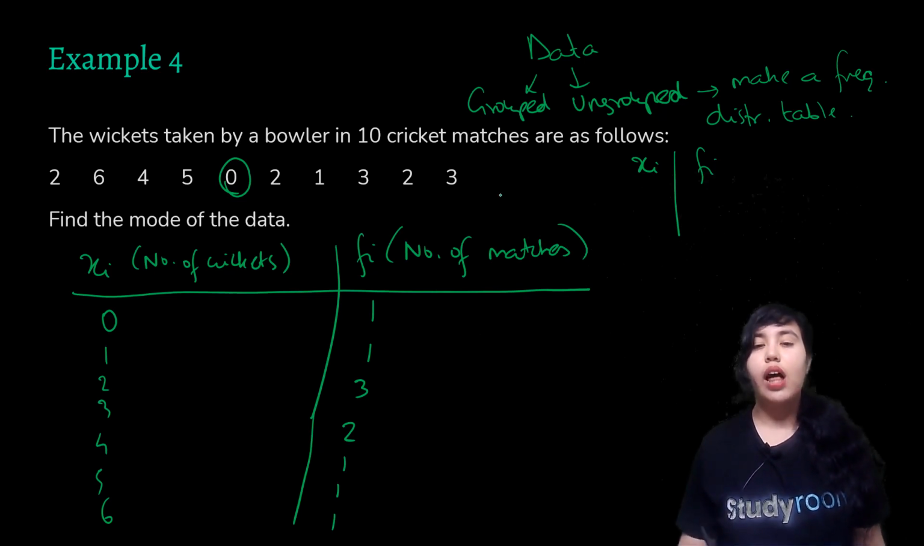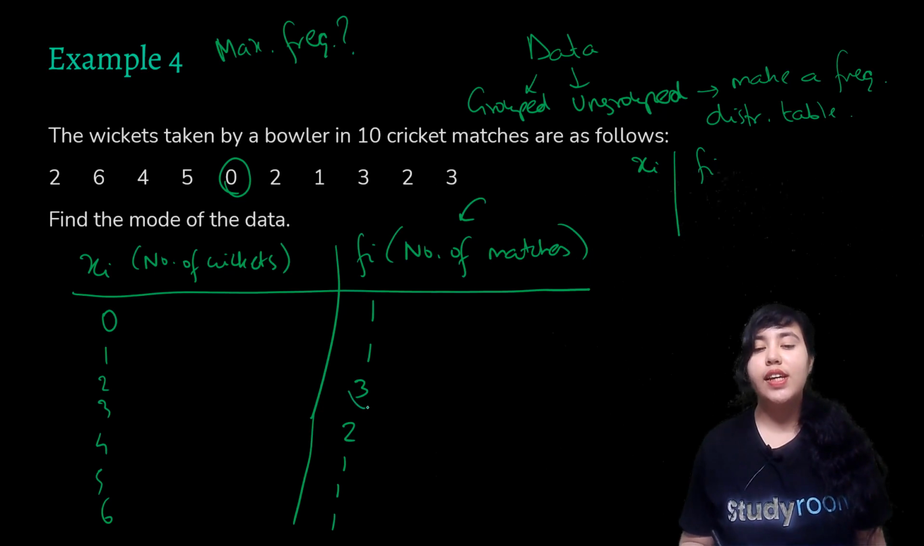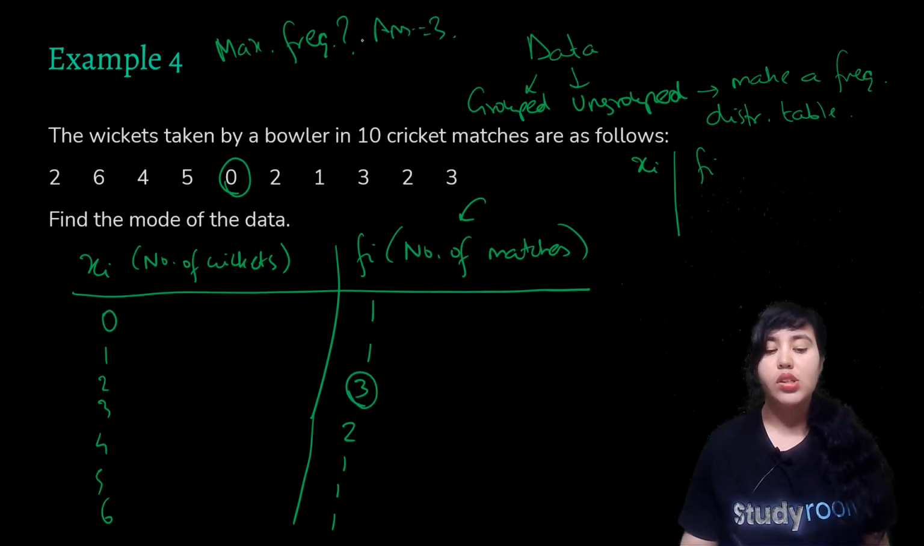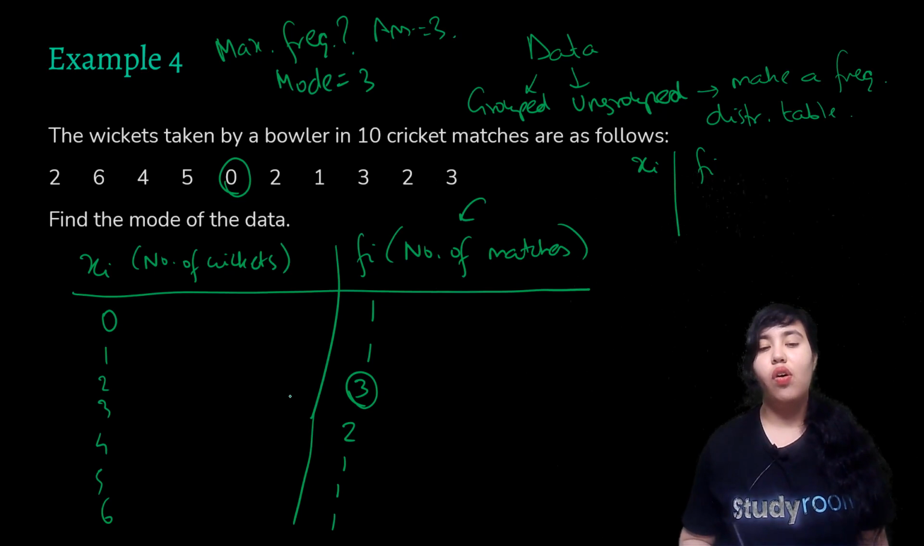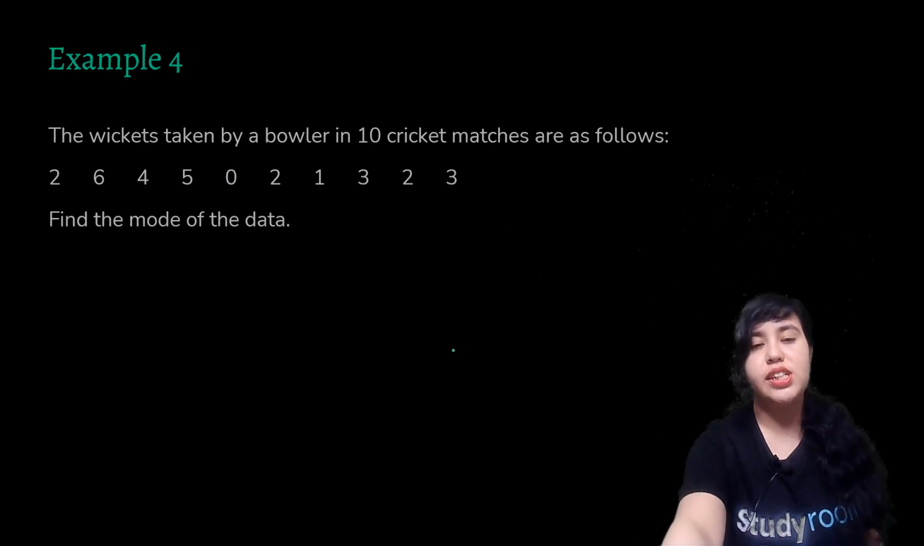Now identify the maximum frequency. To identify this maximum frequency, you need to refer to this column. And here obviously 3 is the maximum frequency. So your answer is 3. What will be the mode of this data? The mode will be the value corresponding to this, which is 2. Is it clear? This is how you go about calculating mode for ungrouped data.